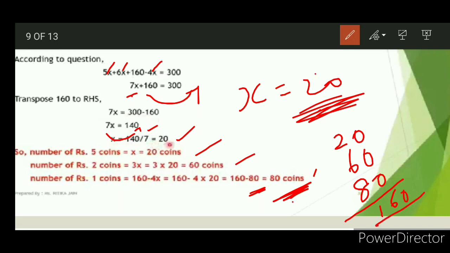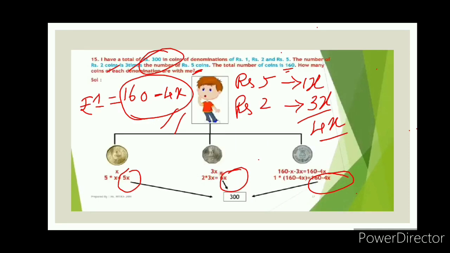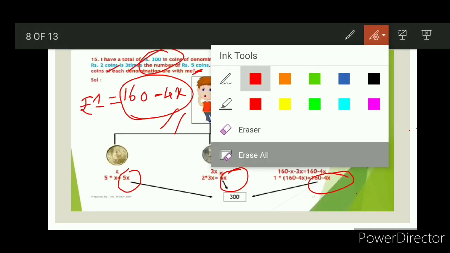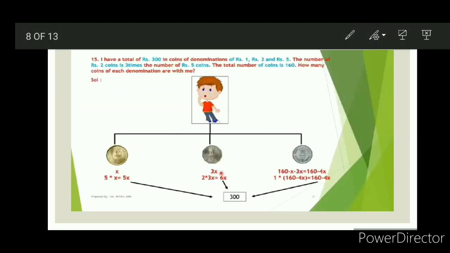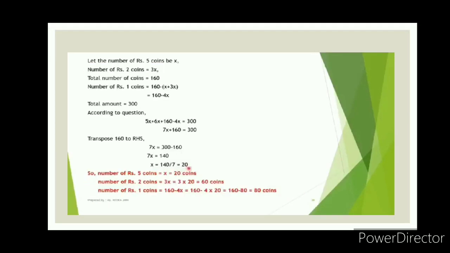Verification also we did. See children, copy down this box, what they have given. This one you write, and this box you write. After that, copy down this solution.